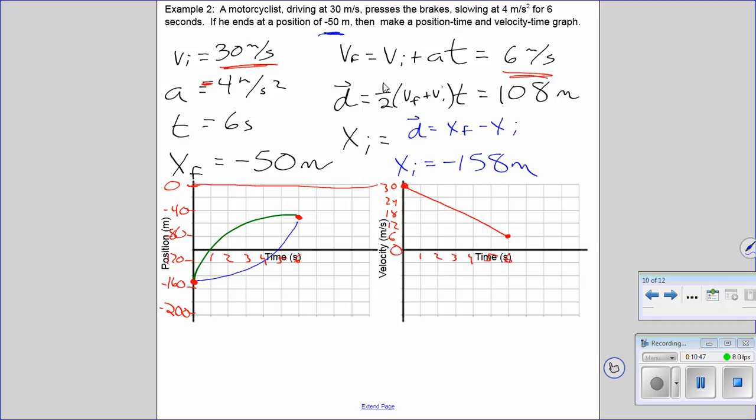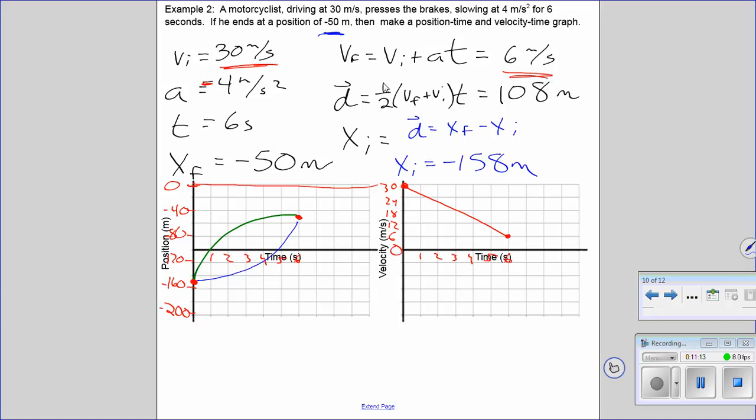So remember, you guys, the position time graph represents how fast you're going by the steepness, right? Okay. So in this problem, are we speeding up or slowing down? Slowing down, right? We're going from 30 meters a second to 6 meters a second. So we're slowing down, right?